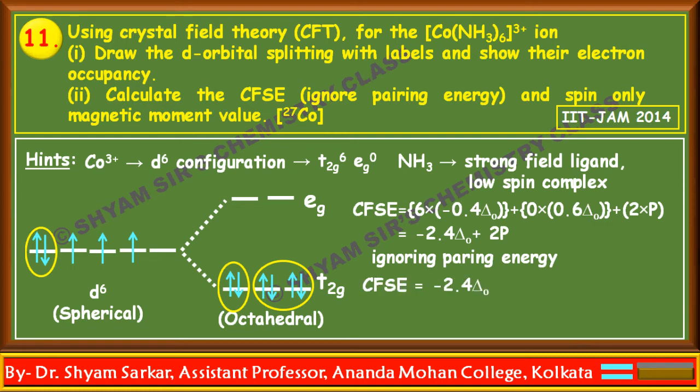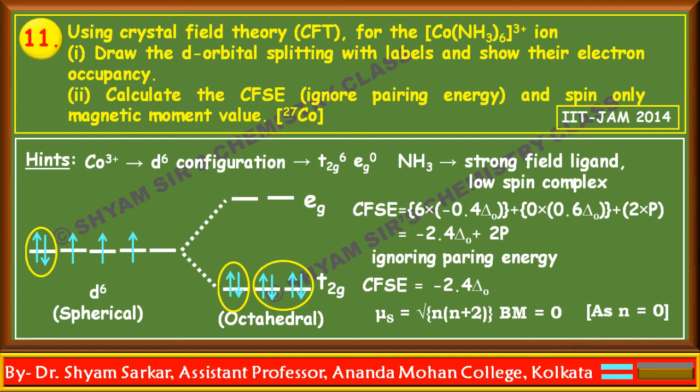Okay, so no need to consider pairing energy here. For the final calculation, we know that the spin only magnetic moment μs equals root over n into (n plus 2) BM. If you put the number of unpaired electrons, that is the n value, here, there are no unpaired electrons in this configuration, so μs will be equal to 0. So 0 is the spin only magnetic moment. In this way you have to answer this type of question.